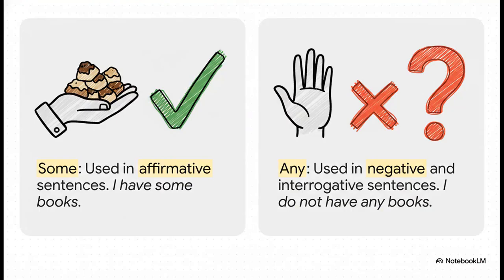First up, we have some and any. The rule here is very straightforward. We use some in positive or affirmative sentences. For example, I have some chocolates. And we use any in negative sentences, like I do not have any chocolates, and also when we're asking a question, like do you have any chocolates?